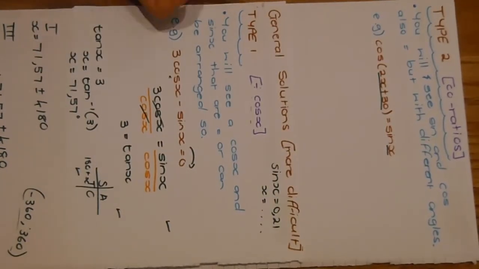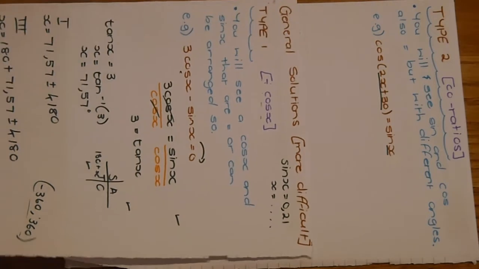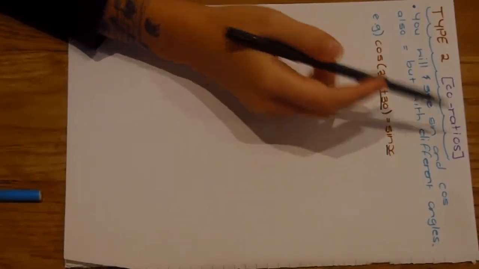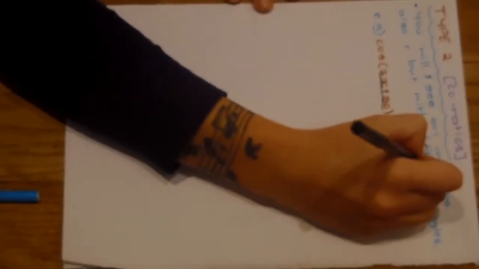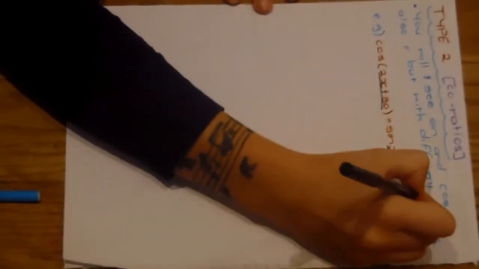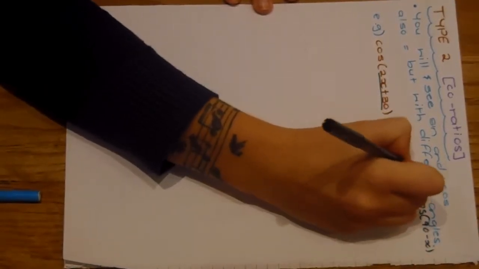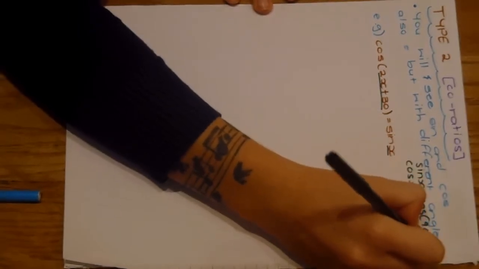Okay, so that's type 2, and you need to make sure that you do not go and divide by cos x because it's cos and sine. It's different. In this case, we're going to use co-ratios. So when you see the angles are different, we're going to use co-ratios. So can you guys remember your co-ratio rule? Remember, sine x is the same as cos 90 minus x, and cos x is the same as sine 90 minus x.